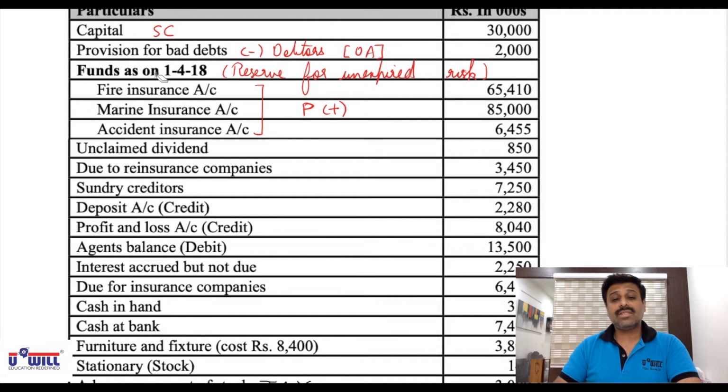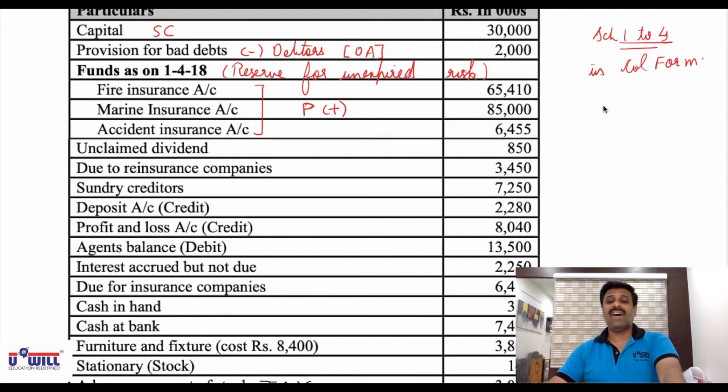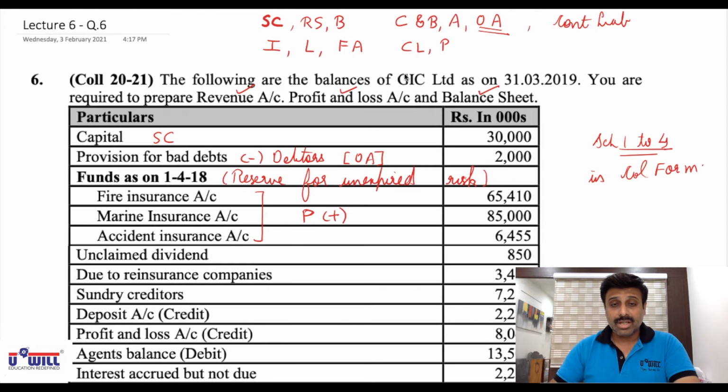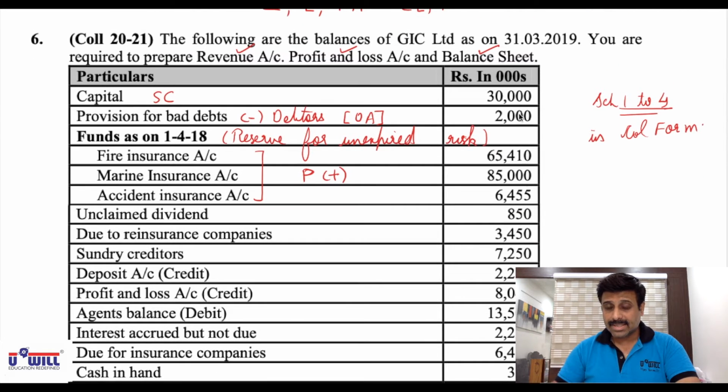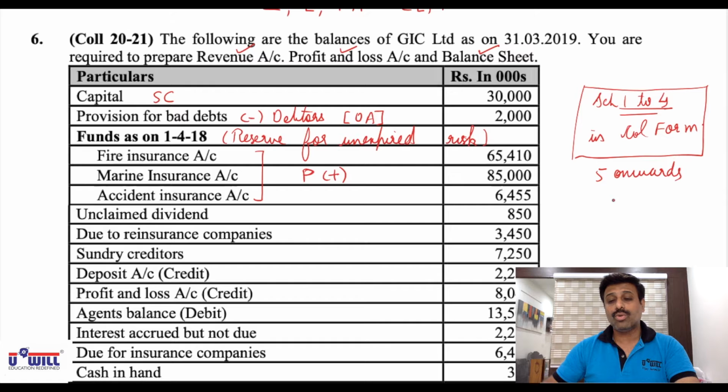So our first 4 schedules, which 4 schedules? Premium, claims, commission, operating expenses will be in columnar form. Schedule 1 to 4 will be in columnar form. With which columns? Fire, marine and accident. And then 5 onwards only 2 columns of amount, because in balance sheet we don't show separately for fire, marine and accident. So first 4 schedules we will make in columnar form with 3 columns: fire, marine and accident. And schedule 5 onwards, normal 2 columns of amount only.